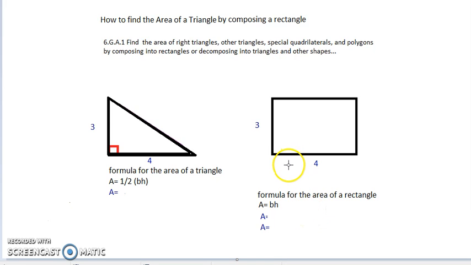So in this rectangle, the base is 4 units and the height is 3 units. So if we multiply base times height, we would get 4 times 3. 4 times 3 is 12. So the area of this rectangle would be 12 square units.